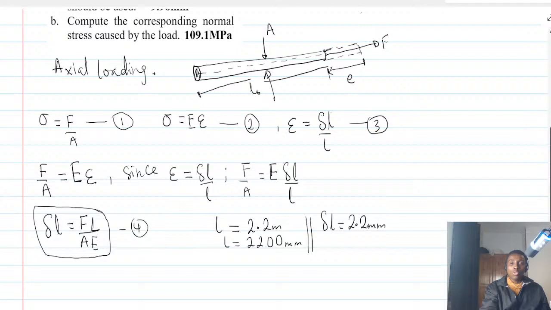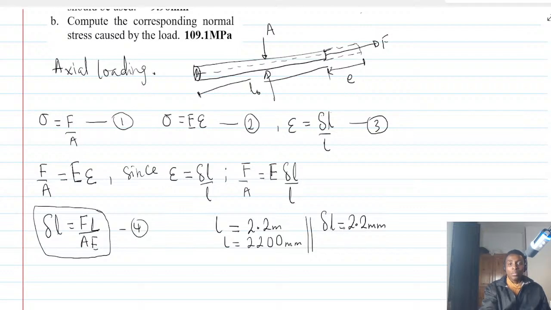Is that clear? Now, one thing that you have to understand is that when we say the change in length, it is actually the final length minus the initial length. It is not the final length. Please take notice of this. When it says that this is the extension, this is not the final length, but rather the difference between the final length and the initial or the original length.